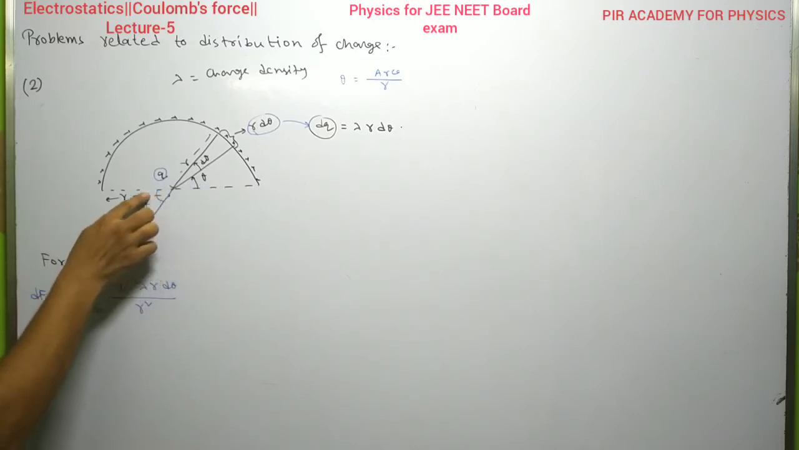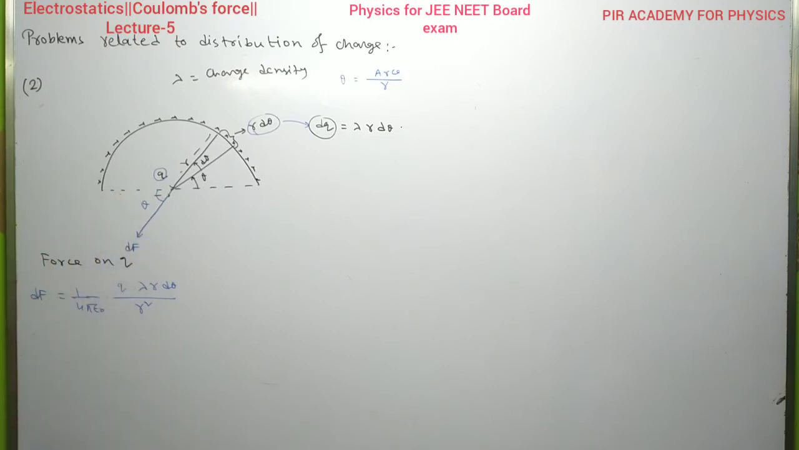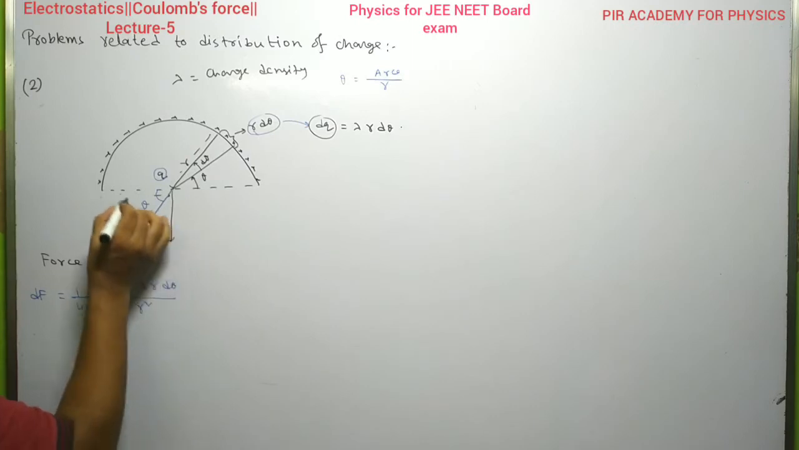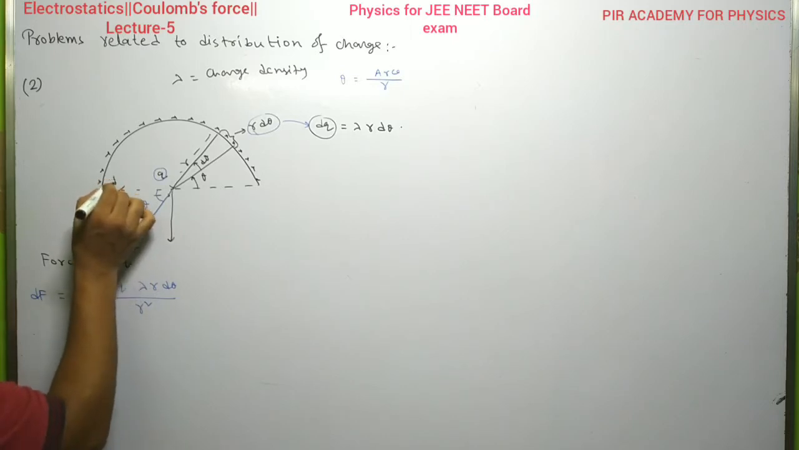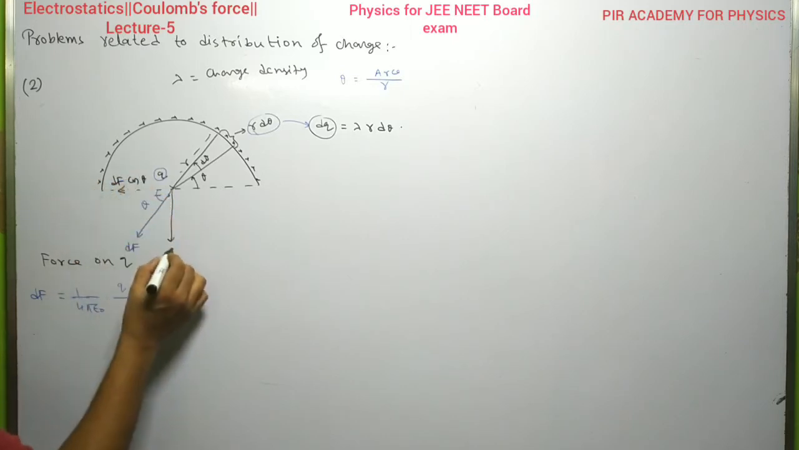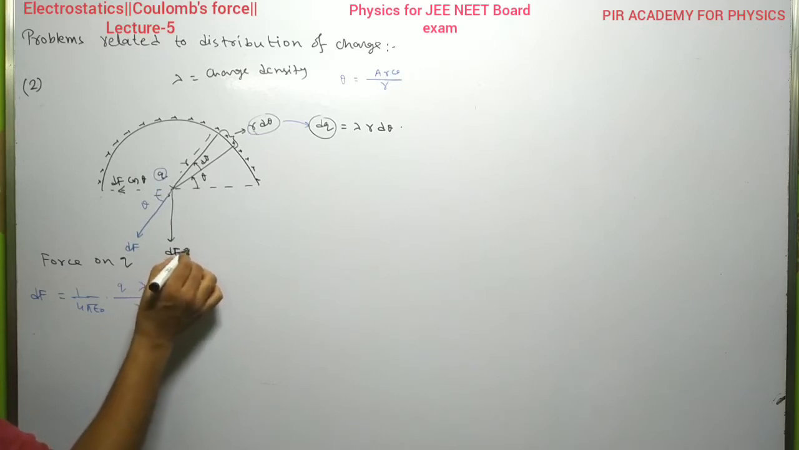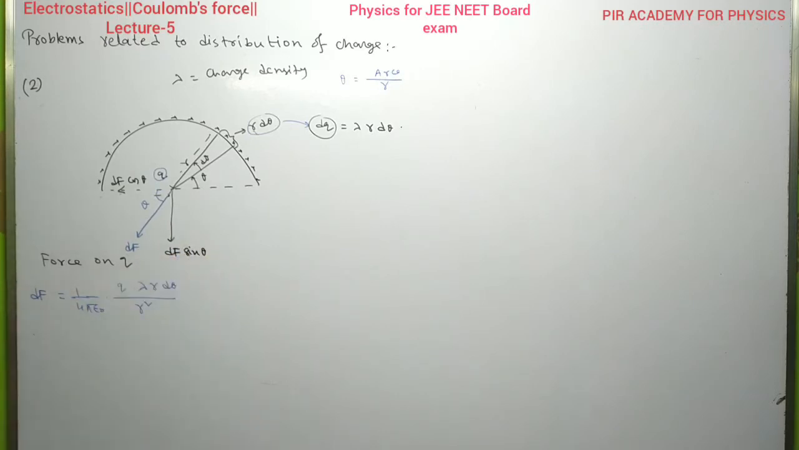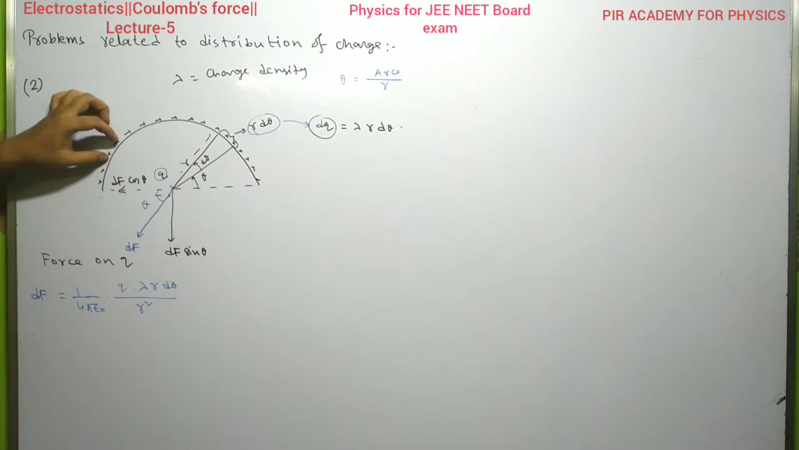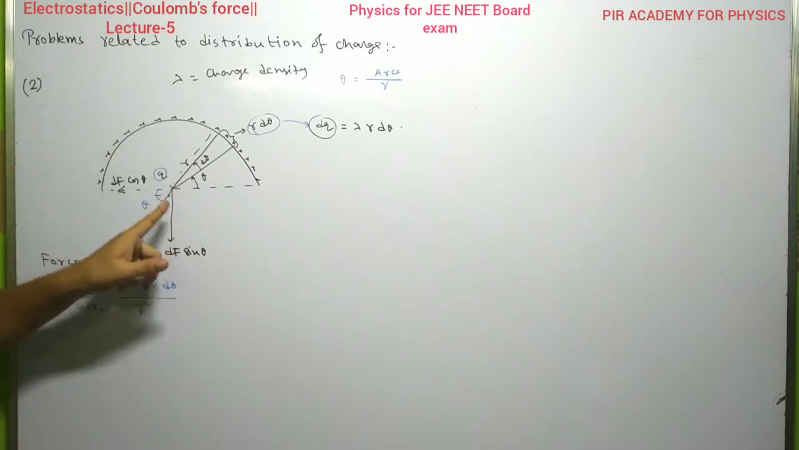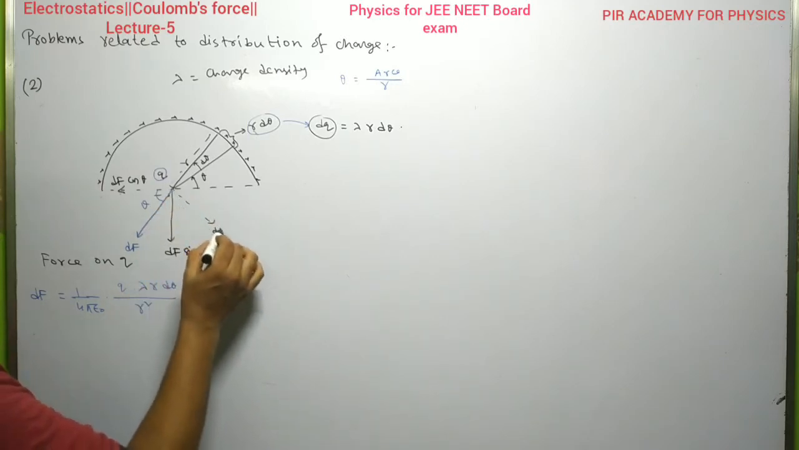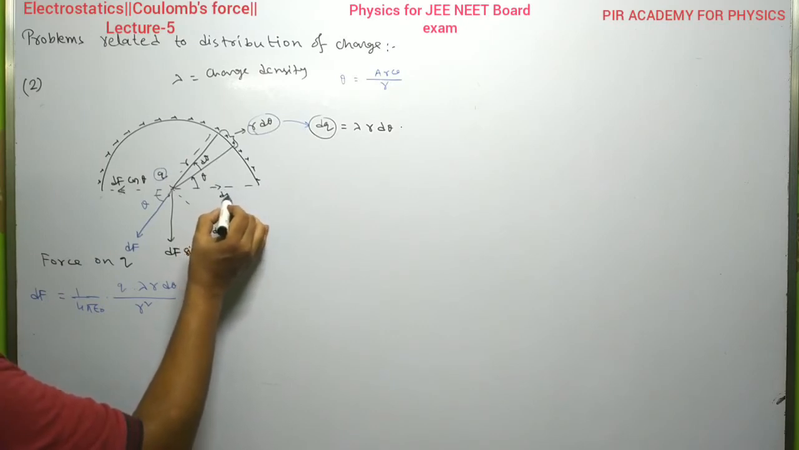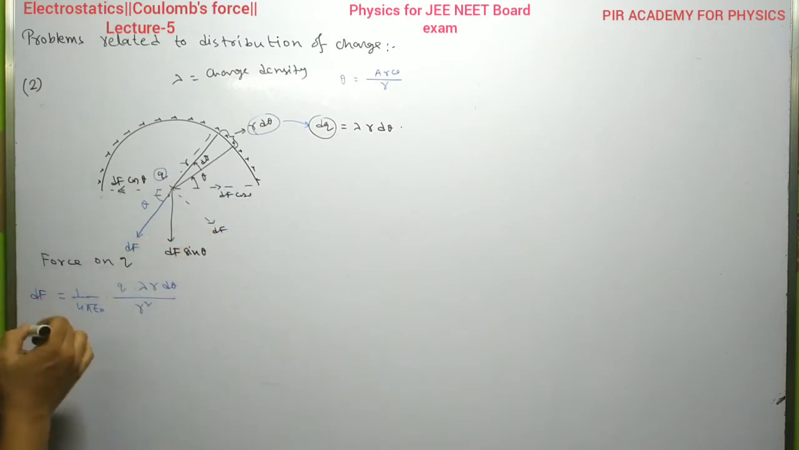The force can be resolved along this direction and along this direction. The force along this direction will be dF cos theta, and along this direction dF sin theta. If I take another element in this portion, the force will be dF along this direction, with components dF cos theta and dF sin theta.